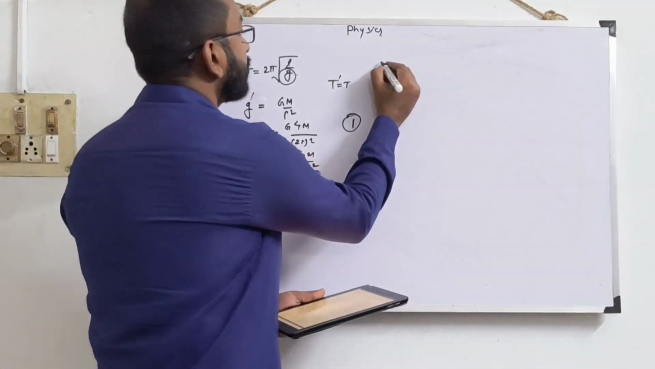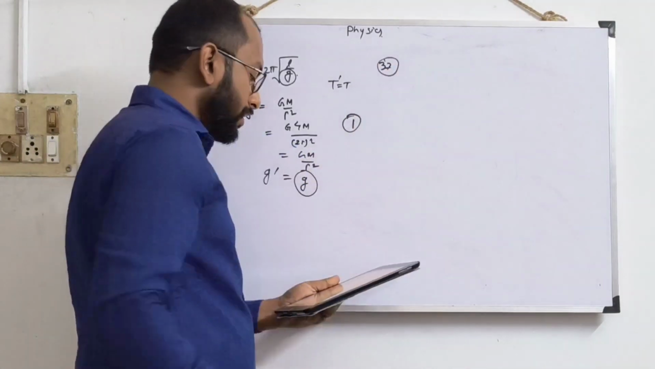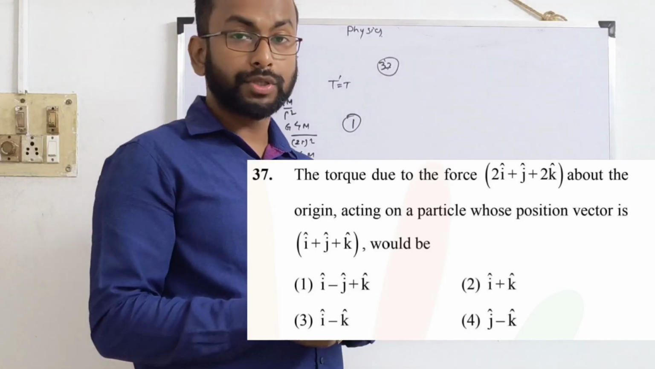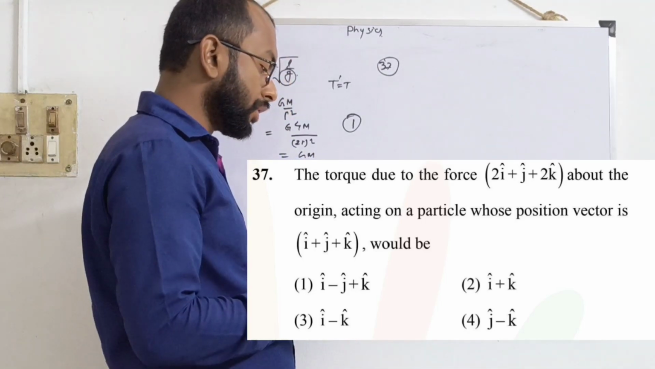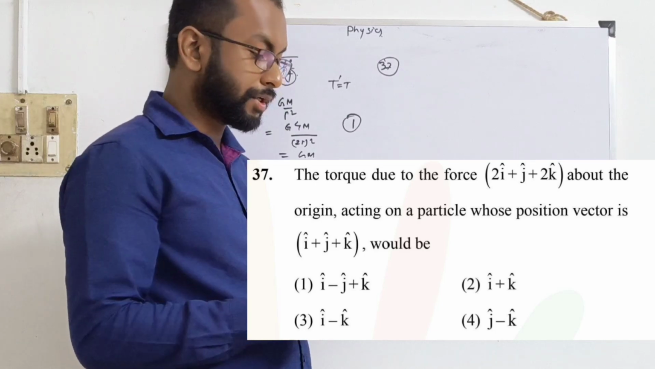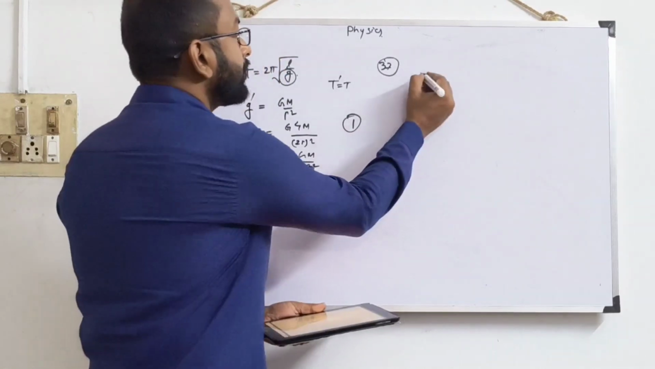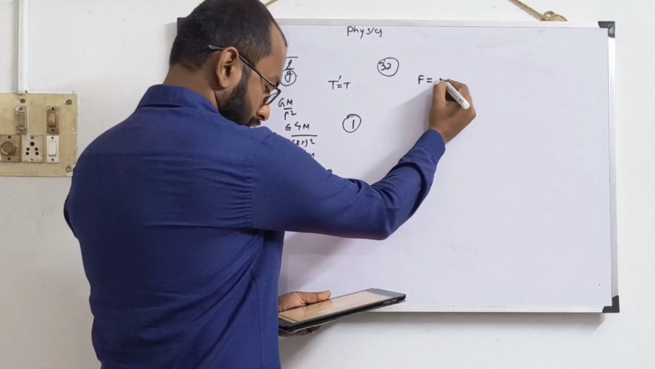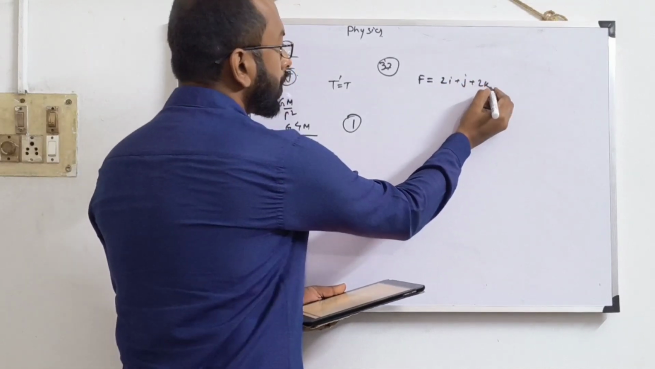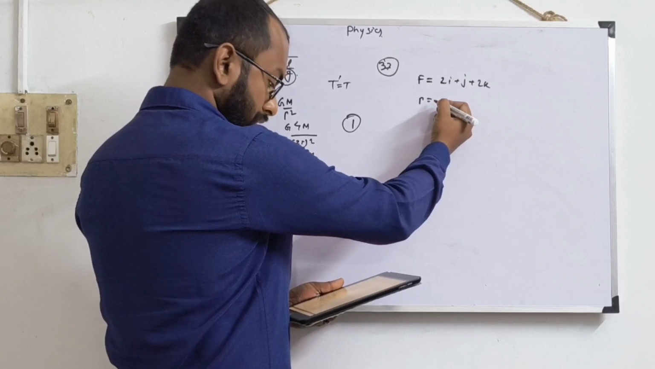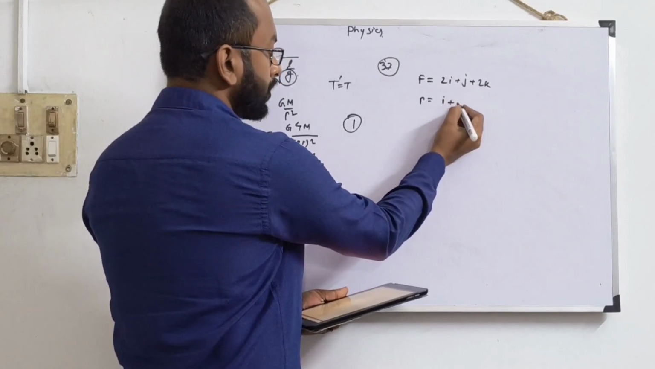The next question is also a very simple question. See, NTA is asking very simple questions only and it just needs practice. The torque due to a force about the origin acting on a particle whose position vector is given. So F is given, that is 2i plus j plus 2k. R is given, that is the point of application coordinate.